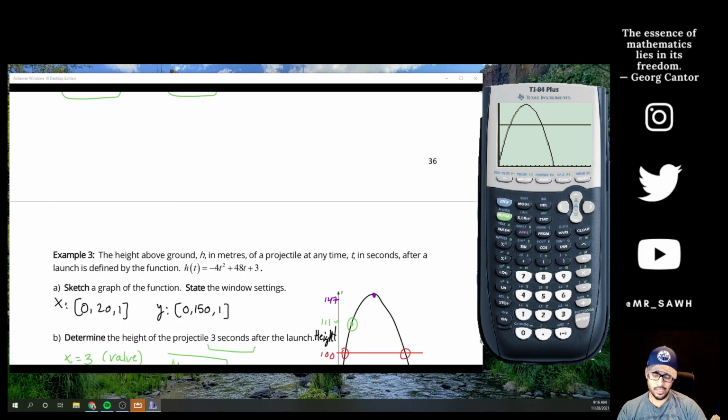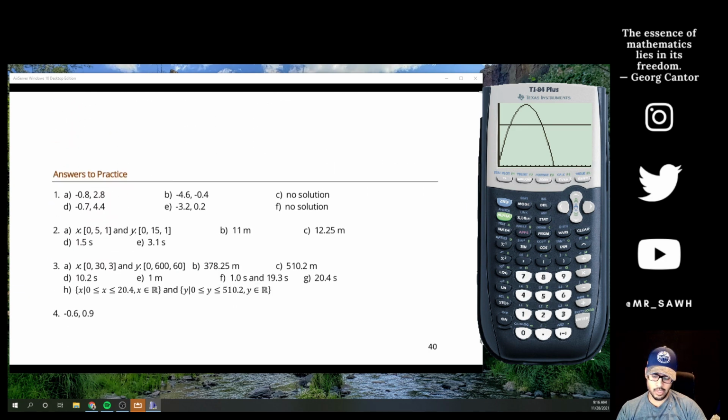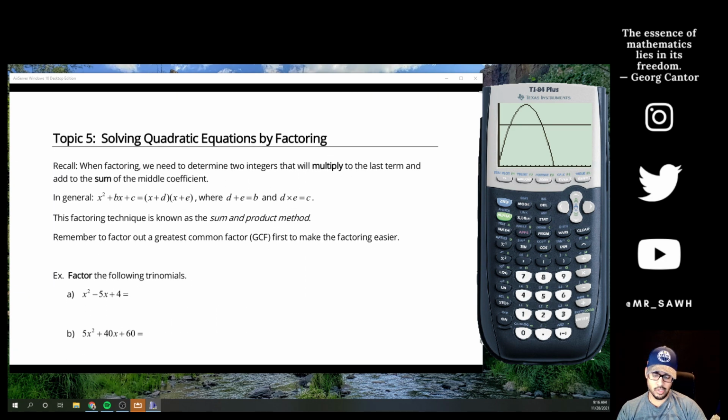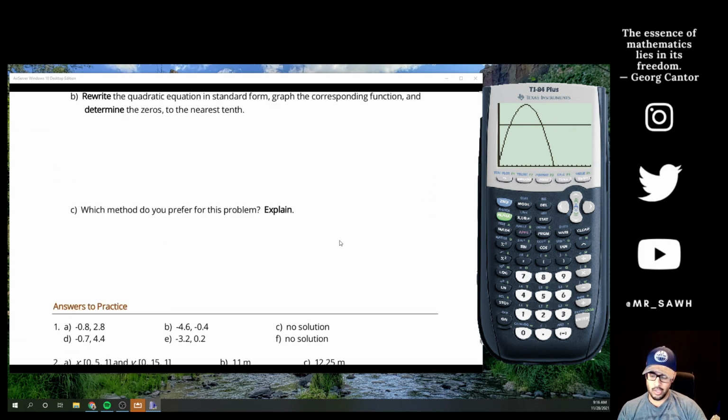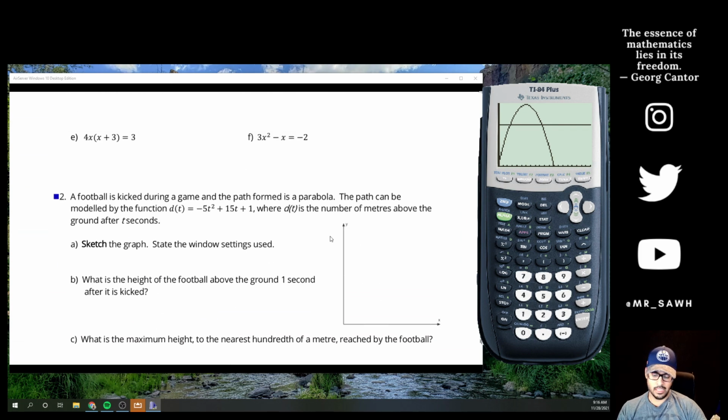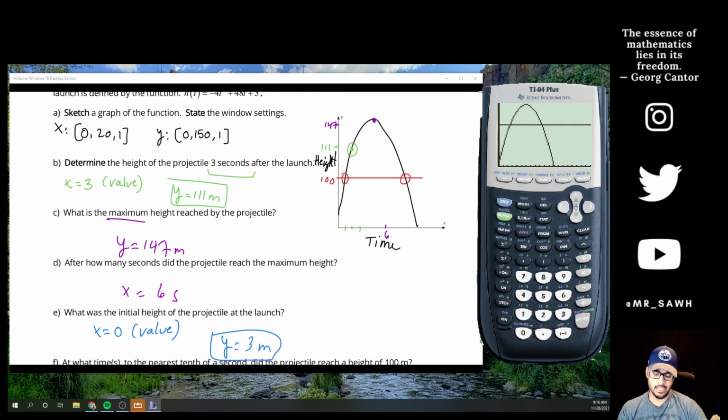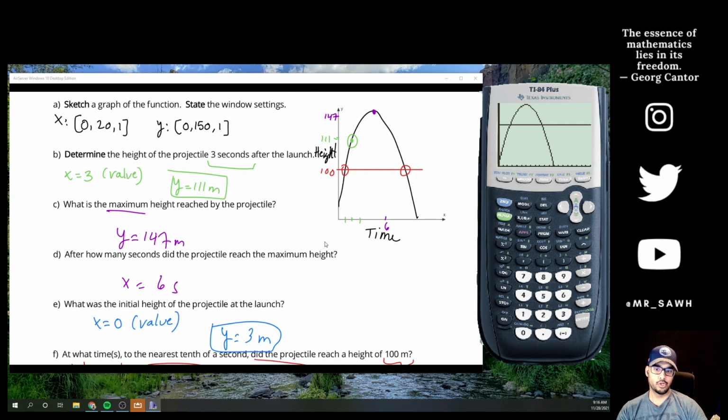In the next video, what I think we will talk about is how to solve these again by factoring. It is something we've talked about previously, but we revisit it again because it's such an important concept in this unit for sure.